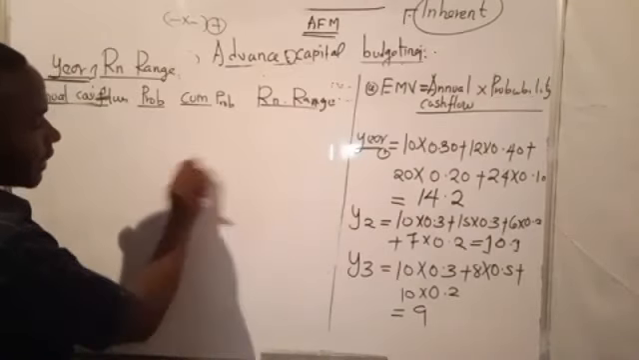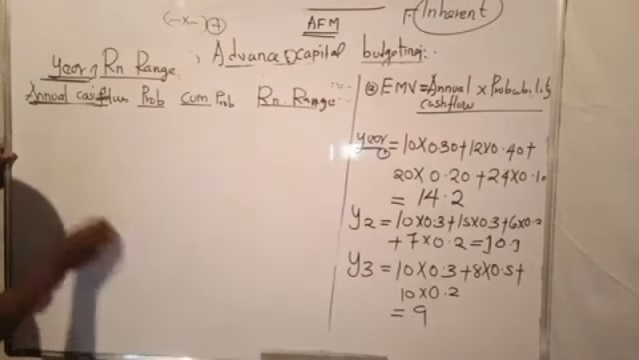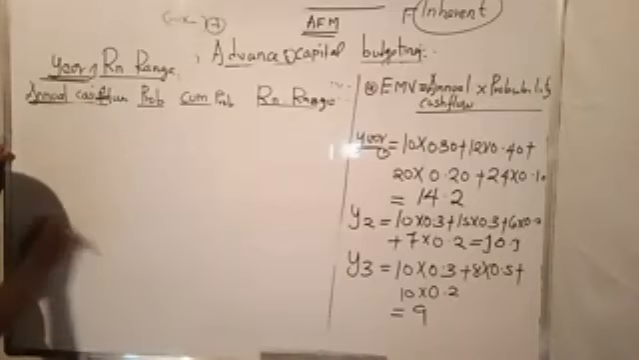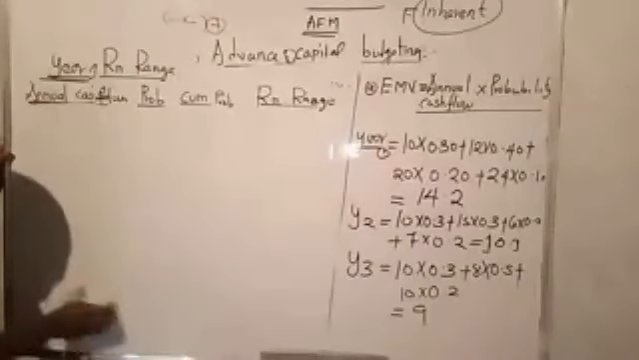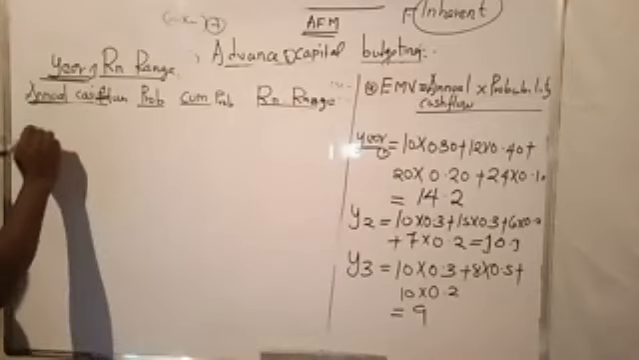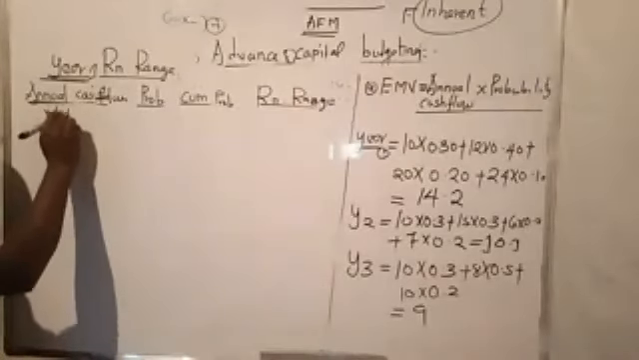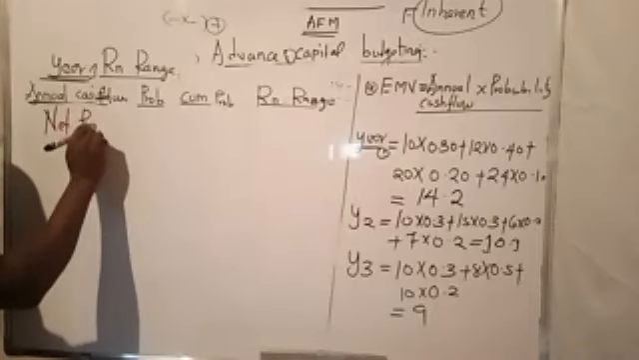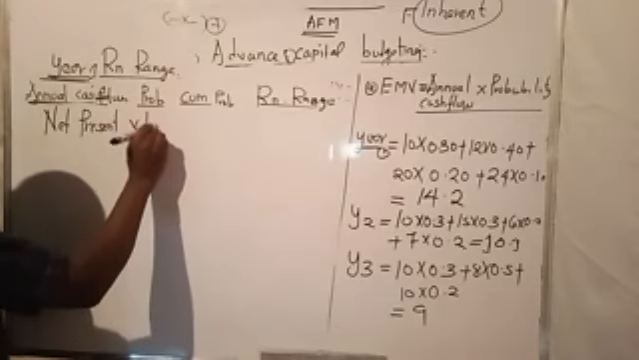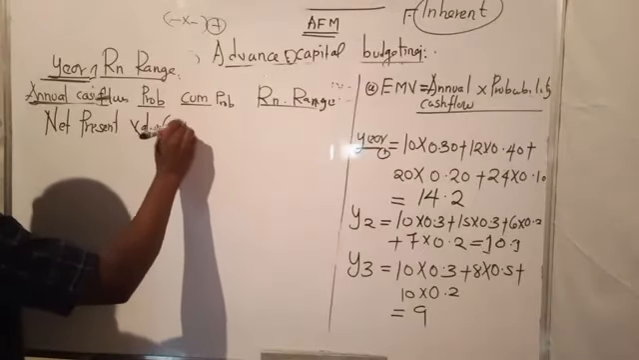Now, this one is not the net book value. Net book value is for financial reporting. Oh, it is NPV, net present value. So to get the net present value, that is NPV.